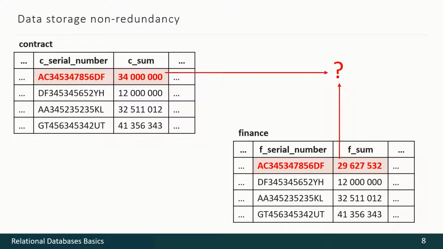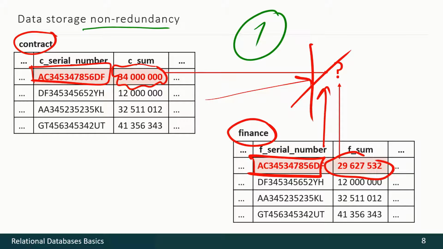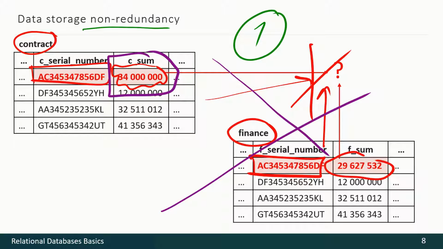The next requirement tells us to store data in a single place only. Imagine such a bad situation. We have two tables, we have some contract here and the same contract here with an amount of money like this here and like this here. And we see that these numbers are different. If we store the information in a single place only, here for instance, such a situation will never occur.